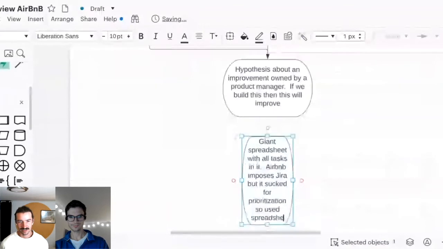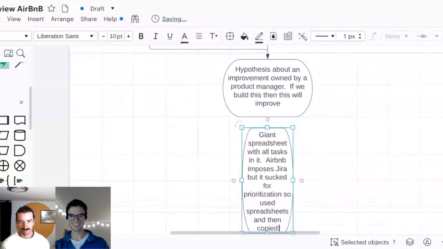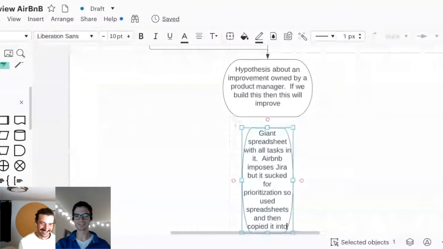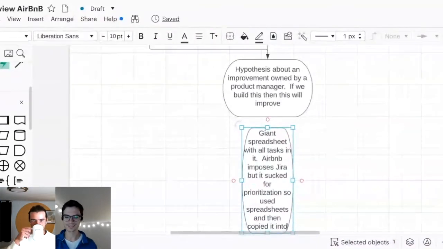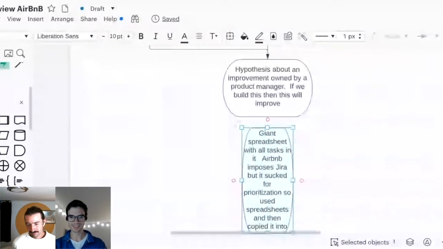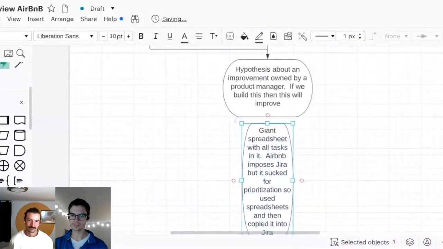My opinion on Jira could take up another hour. I think it's one of the worst tools in the world. I'm glad I've never used it then. I don't know anything about it, which sounds like the perfect state. But yeah, imposed from the top, that's always rough.